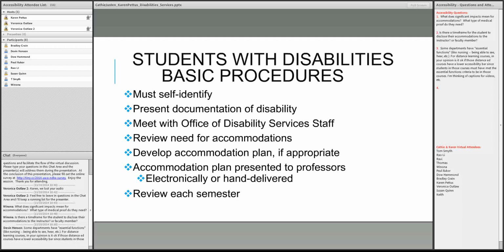So I see we have a question. Some departments have essential functions like nursing, being able to see, hear, etc. For distance learning courses, in your opinion, is it okay if those distance ed courses have a lower accessibility bar, since students in those courses must have met the essential functions criteria to be in those courses? I'm thinking of captions for videos.